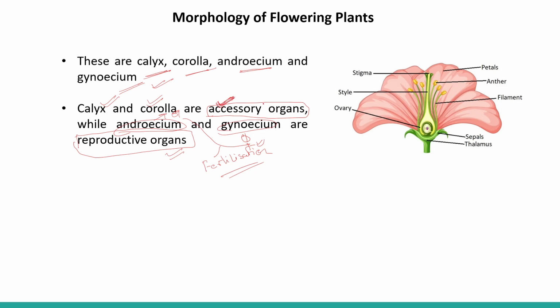They are considered accessory organs because sepals protect the inner whorls of the flower. And petals attract insects for the process of pollination. Without pollination, and without the protection of the inner whorls of the flower, reproduction cannot take place. So accessory organs are also very important. Calyx and corolla are the accessory organs of the flower, whereas androecium and gynoecium are the reproductive organs.